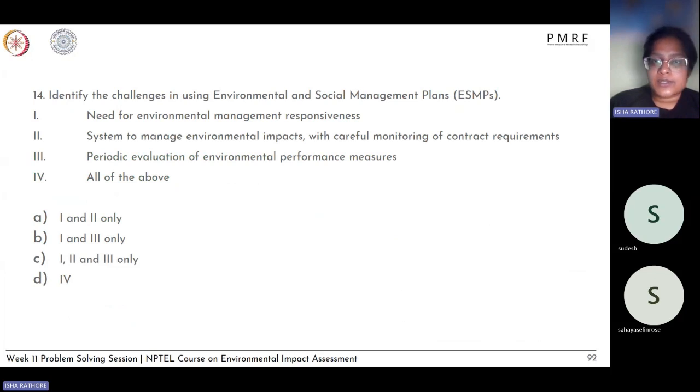Identify the challenges in using environmental and social management plans. One, need for environmental management responsiveness. Two, system to manage environmental impacts with careful monitoring of contract requirements. Three, periodic evaluation of environmental performance measures. And four, all of the above.